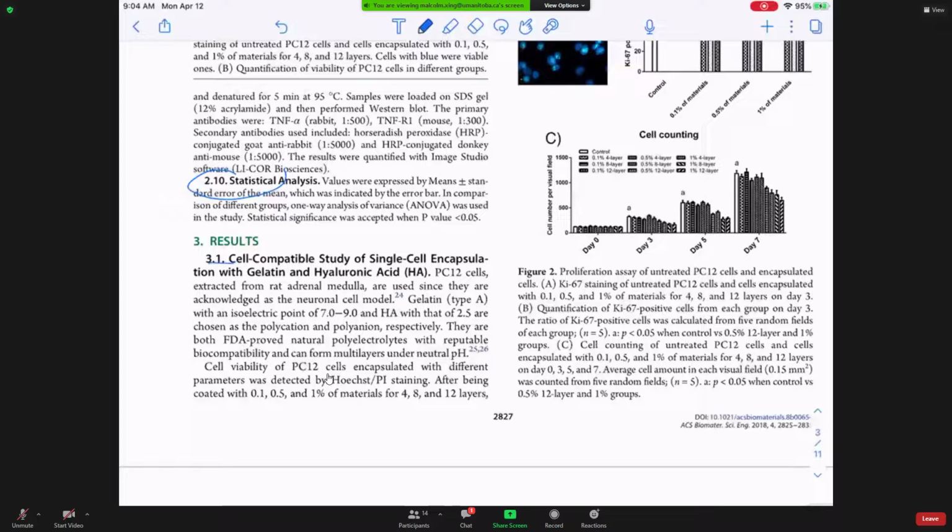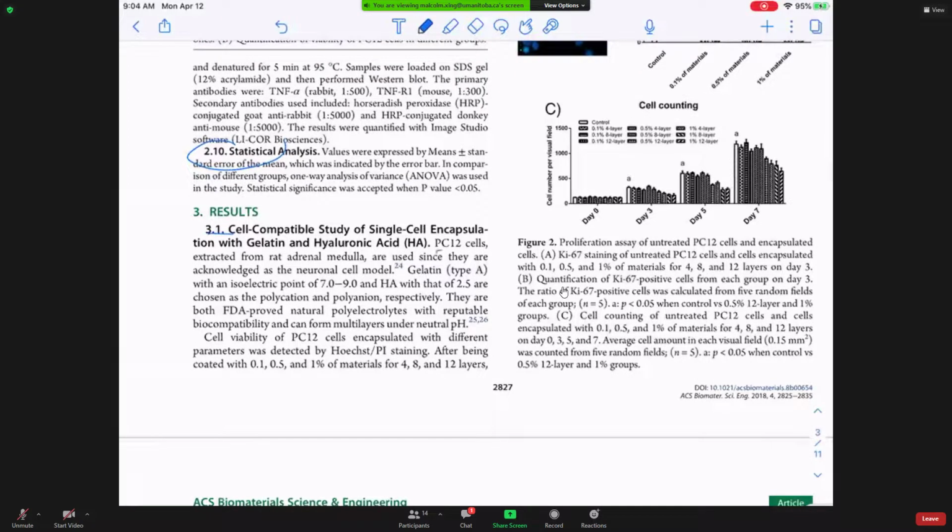The first result is the cell compatibility study. We want to check whether cells are living or dead, or keep their properties, for example stem cells. PC12 cells are extracted from rat adrenal medulla and used as a neuronal cell model. And with gelatin, we get some results.